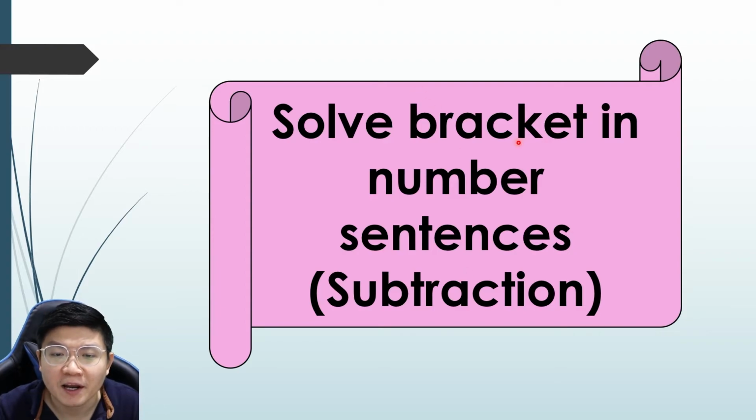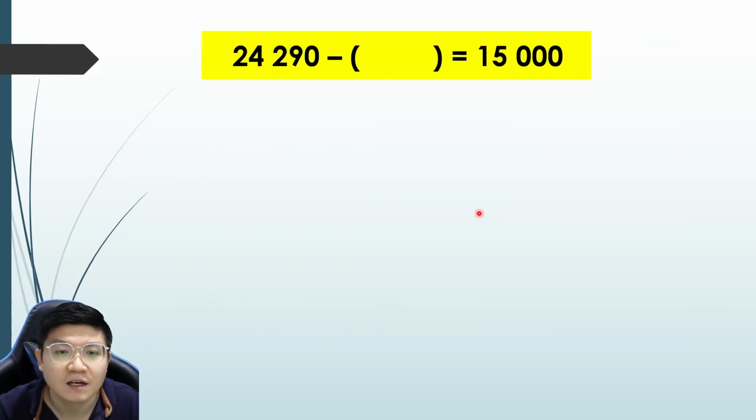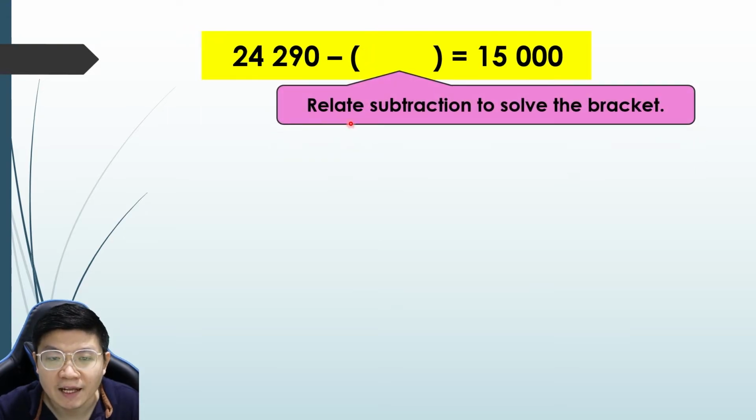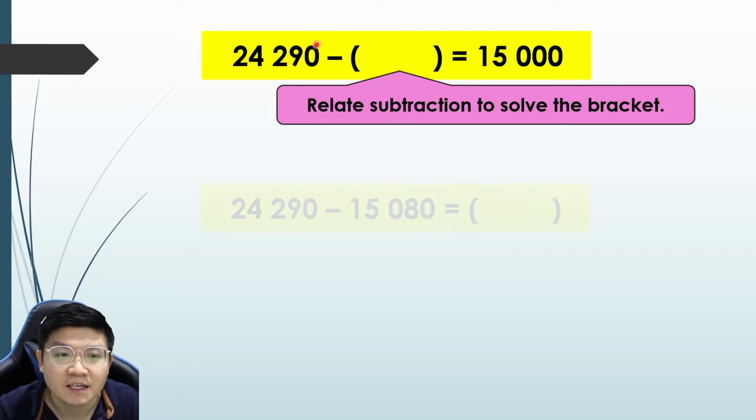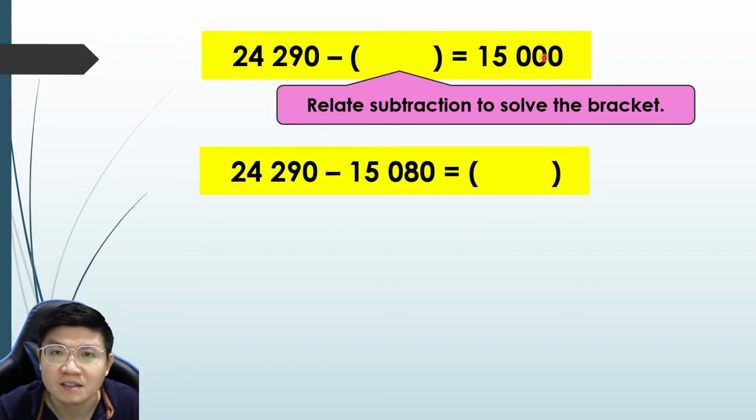Now, solve brackets in number sentences. Given a number sentence like this, the bracket is in the middle here. So what are you going to do here? Relate subtraction to solve the brackets. What do you mean relate subtraction? By taking the first number minus the answer here, 24,290 minus 50,080. So this will be your answer for the bracket.